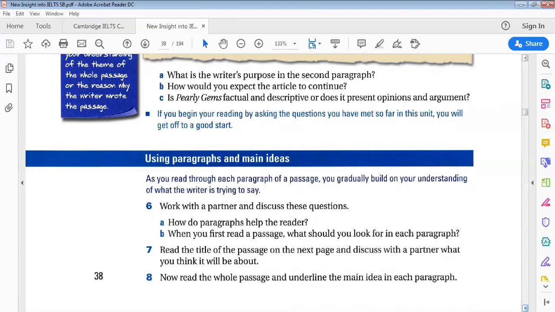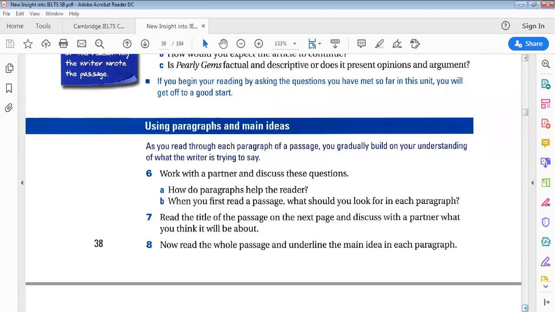Using paragraphs and main ideas. As you read through each paragraph of the passage, you gradually build on your understanding of what the writer is trying to say. Work with a partner and discuss this question. How do paragraphs help the reader? When you first read a passage, what should you do? What should you look for in each paragraph? Read the title of a passage. Okay, first, how do paragraphs help the readers?